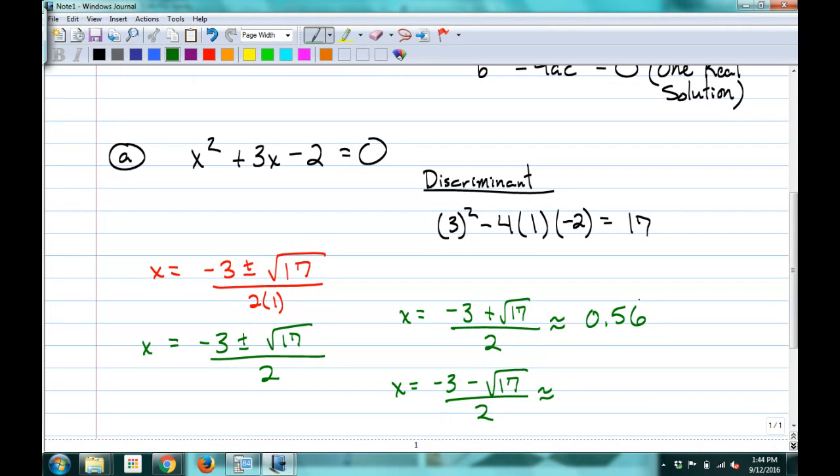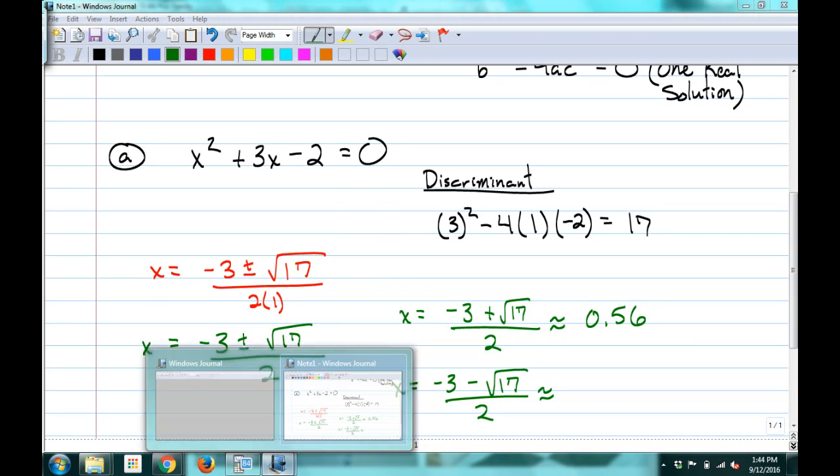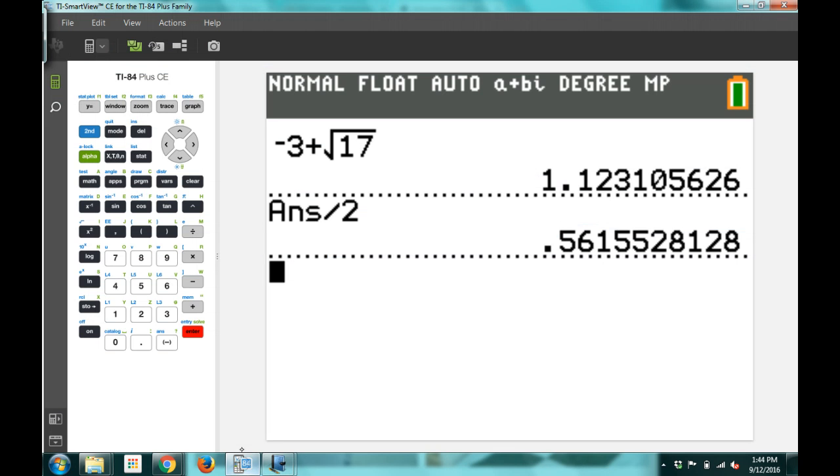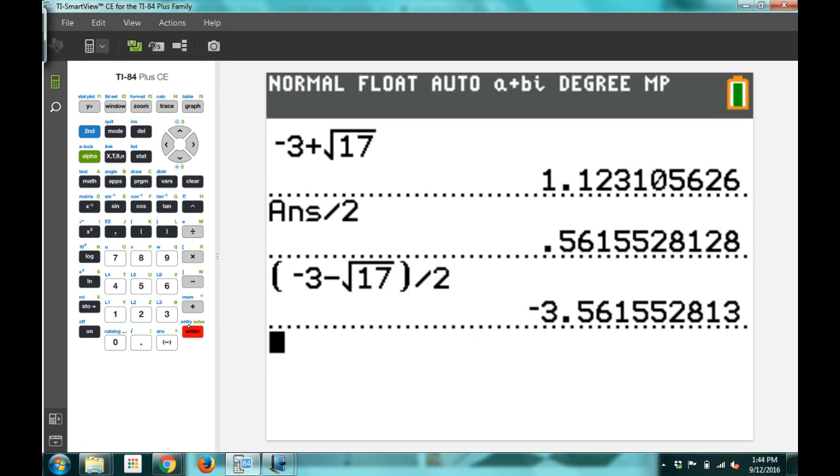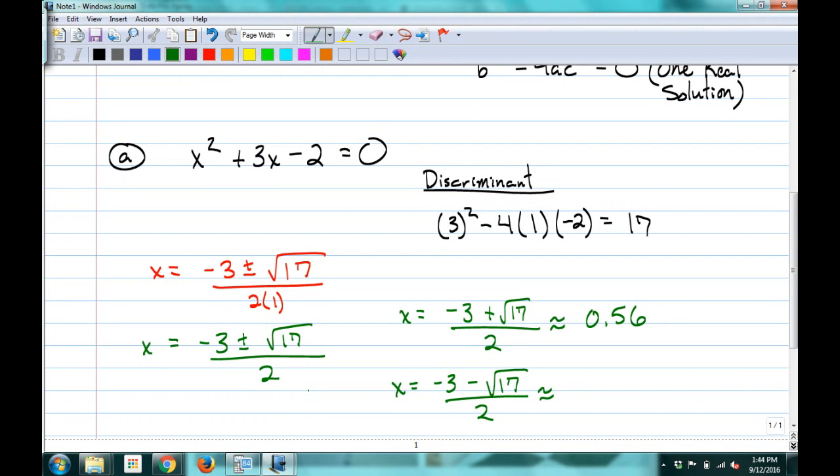It's different if you don't then divide by 2. If you don't type it in correctly, if you type it in without parentheses, then you're going to have a problem. If you want to type it all in as one problem, you need to put that numerator in parentheses like this: negative 3 minus square root of 17, get outside of that parentheses, divided by 2. And then negative 3.56. So those are our two solutions.